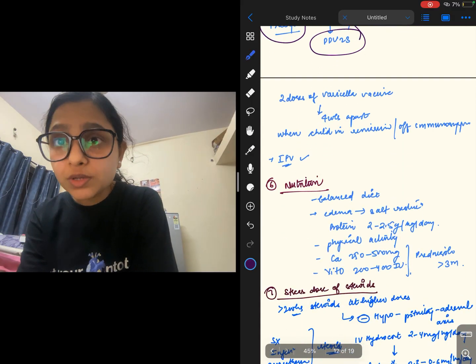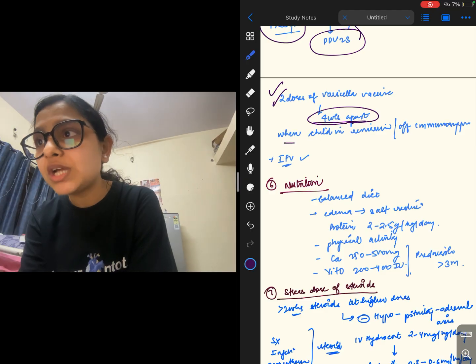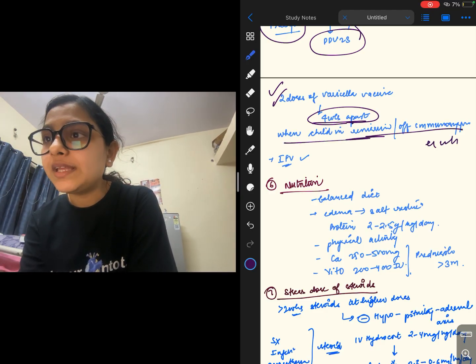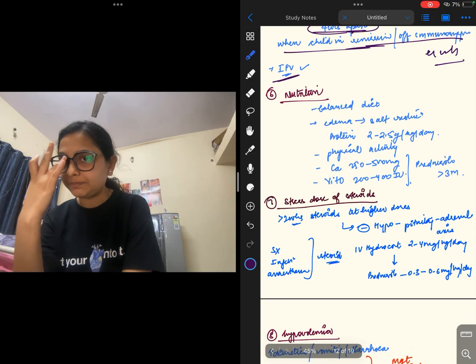Okay, and you can also give 2 doses of varicella vaccine, and that should be 4 weeks apart when the child is in remission or off immunosuppressive agents for 4 weeks. You can also give IPV, that is injectable polio vaccine.